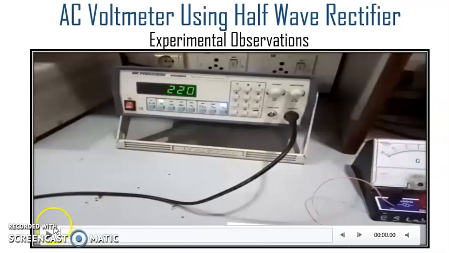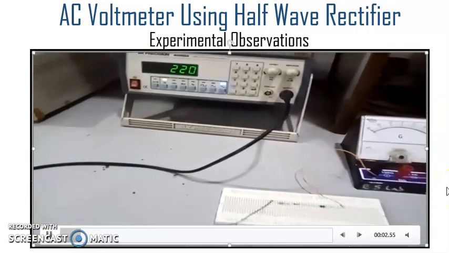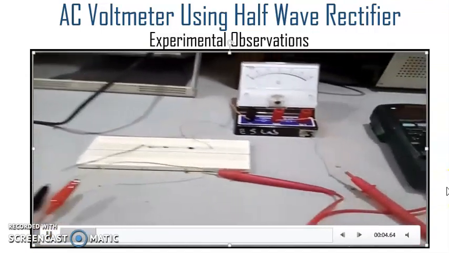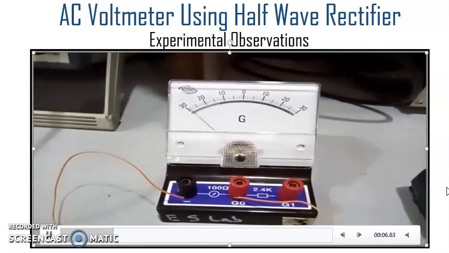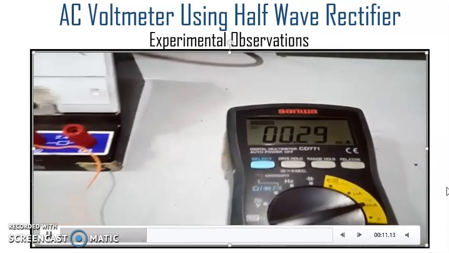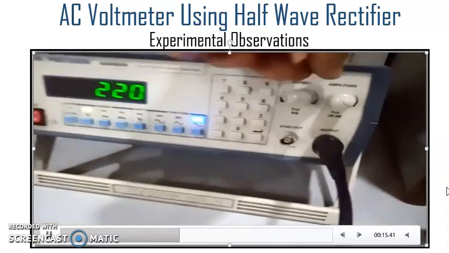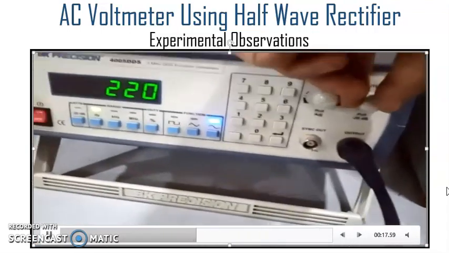So how did we acquire the values? As you can see on the galvanometer, it shows approximately full scale deflection, and in accordance with full scale deflection, we are getting the current equal to 0.29 milliampere. So this is approximately equal to IFSD.